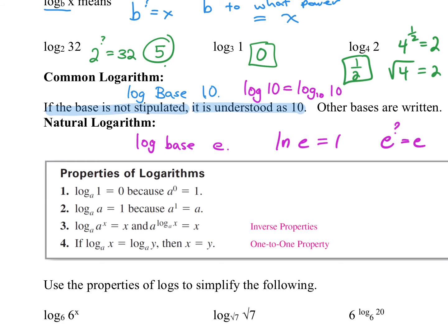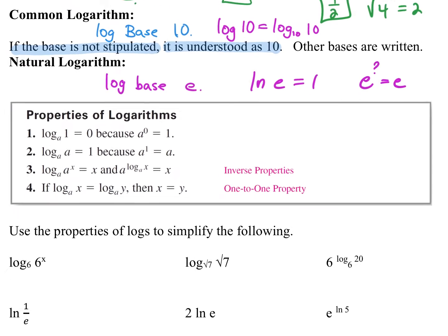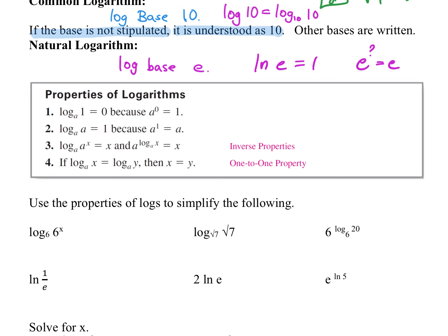Since all these properties are so closely related to exponents, these rules should seem familiar to us. You can see on your page here on my screen, we have these properties of logarithms. Regardless of the base, if I have log base a of 1, the solution must be 0 since anything to the 0 power is 1. If I have log base a of a, I know the result of that must be 1 because anything to the first power is itself.